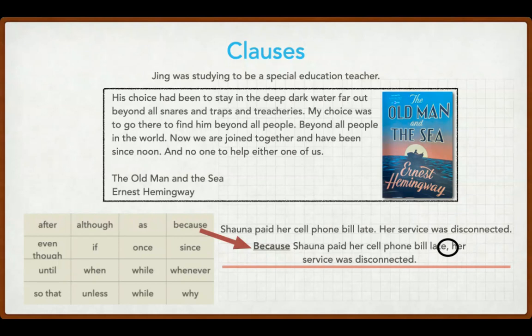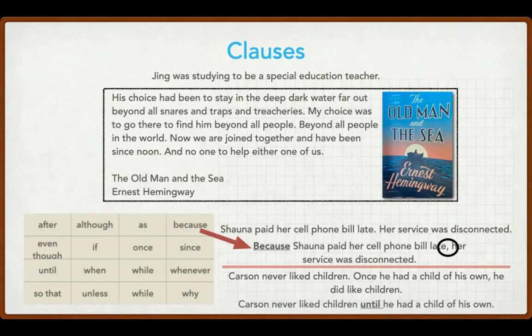Dependent clauses can also be placed at the end of a sentence. Carson never liked children. Once he had a child of his own, he did like children. Carson never liked children until he had a child of his own. Notice that you won't use a comma to separate the two clauses if the dependent clause comes after the independent clause.